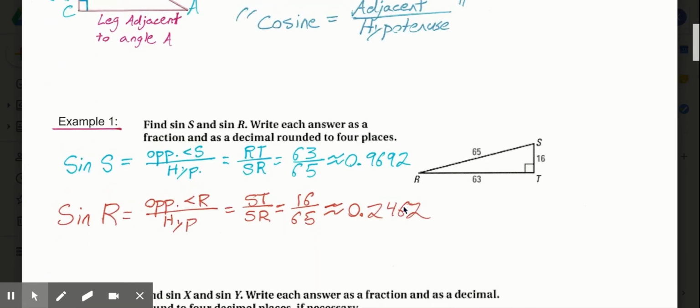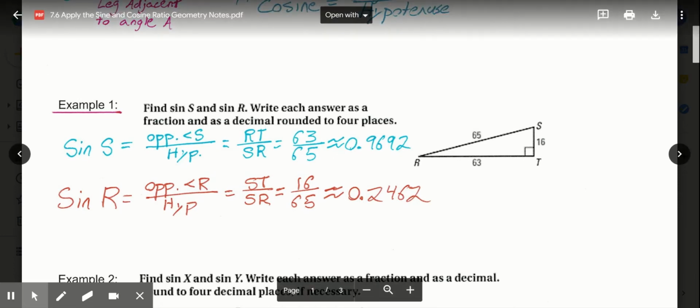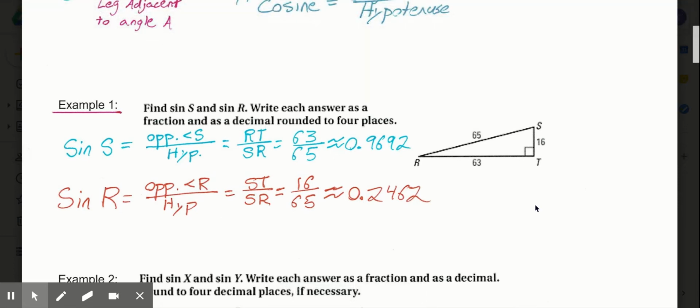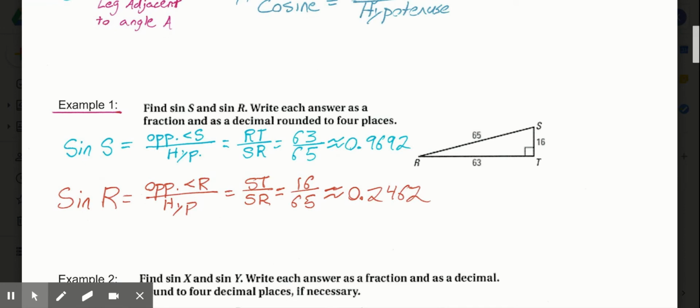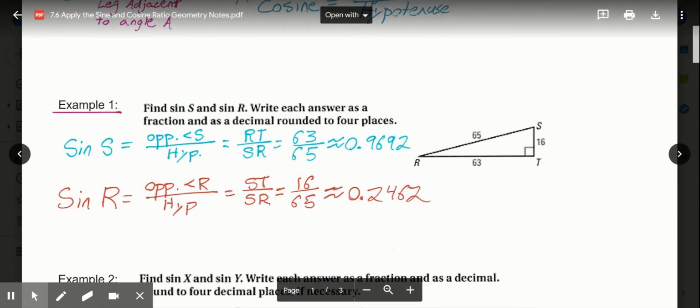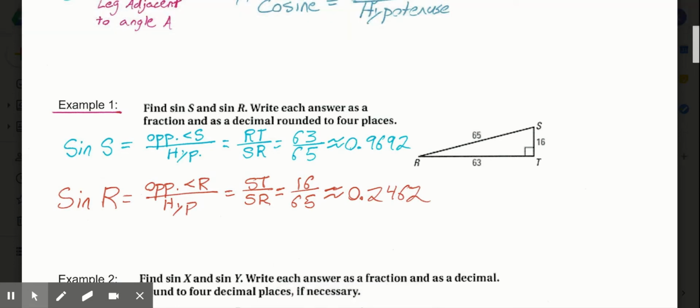So establishing the sine ratio, we'll be looking at finding the sine of S and the sine of R. So the sine of S will be our side opposite of angle S over our hypotenuse. So the side opposite angle S is RT, our hypotenuse is SR. So opposite over hypotenuse, 63 over 65, which is approximately 0.9692. Then we have the sine of R, which would be the side opposite of angle R over the hypotenuse. So side ST over SR. So 16 over 65, which is approximately 0.2462.